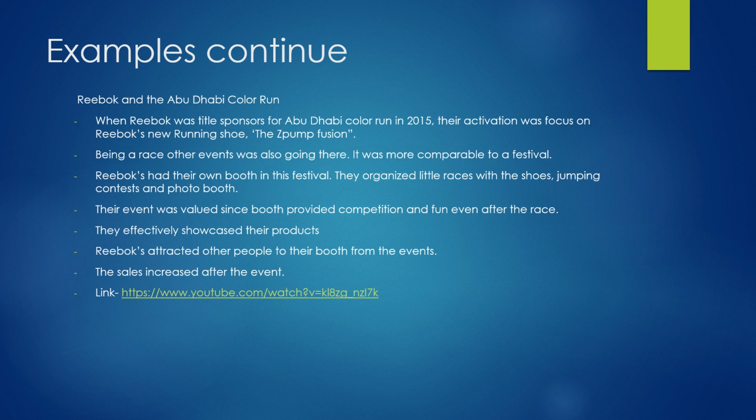Another example would be Reebok and the Abu Dhabi Color Run. Reebok were the title sponsors for the Abu Dhabi Color Run back in 2015. However, they were the sponsors of this event for a few decades. So this was a big event held in Abu Dhabi, and Reebok's main motive was to promote the new running shoes, the G-Palm Fusion, and there were other races and events, and it was like a festival.